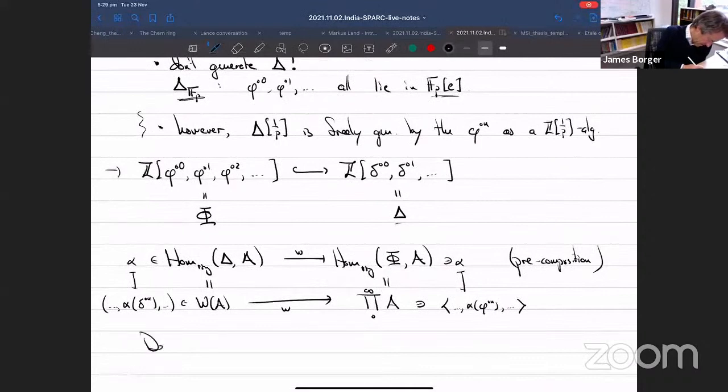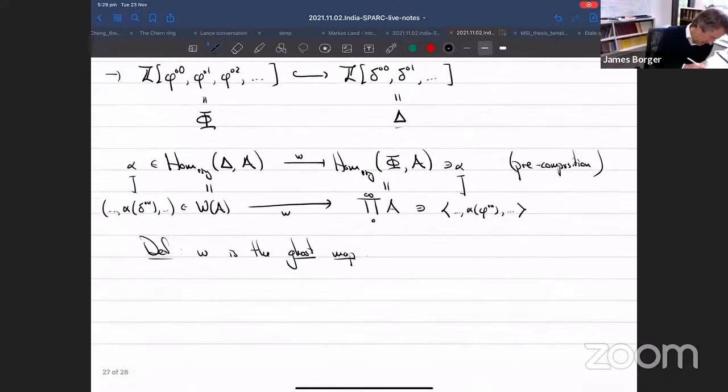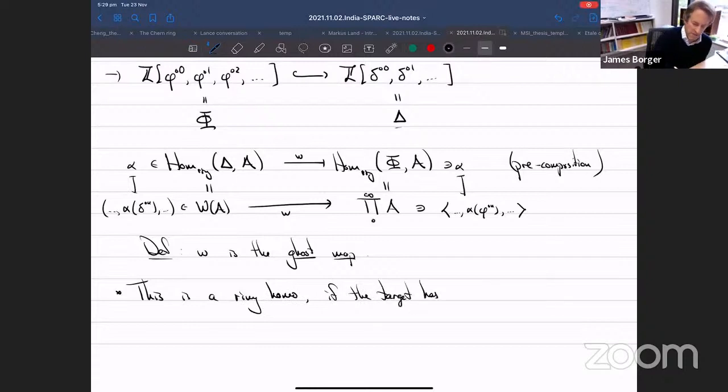W, the ghost map. Okay. So now the point is this. This is a ring homomorphism if the target has the product ring structure. So component-wise operation.